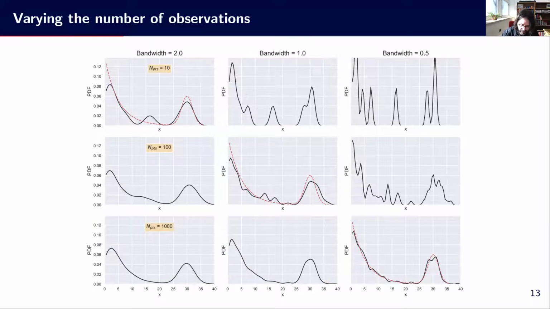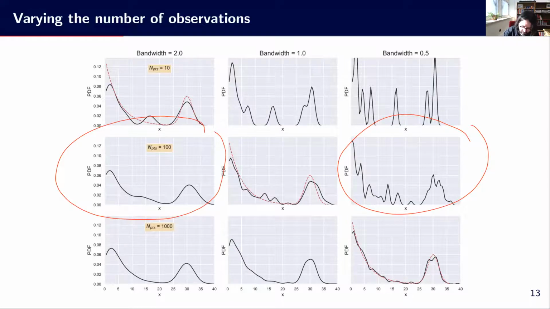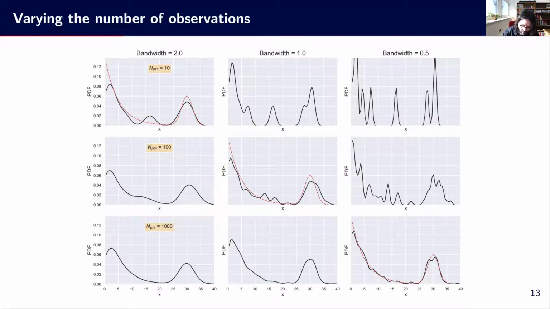When we decrease the number of samples to 100, I would say this is not good. Here this is too smooth. The nice trade-off is in the middle. So with bandwidth of 1 and 100 samples, we get something that is reliable, while with say 10 samples, a bigger bandwidth makes much more sense.